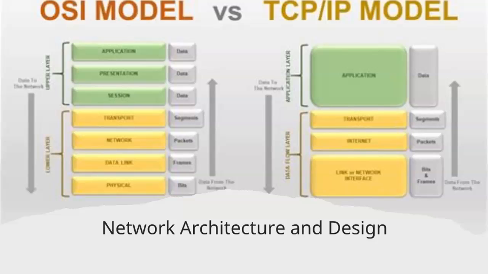OSI model, Open Systems Interconnection. The OSI model is a conceptual framework for understanding and implementing network communications. It divides the communication process into 7 layers, each with specific functions.